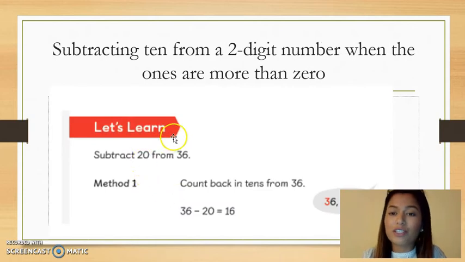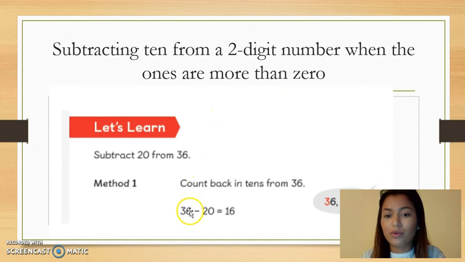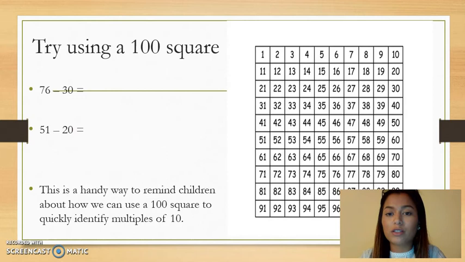When subtracting a multiple of 10 from a two-digit number where the ones are more than 0, we can count backwards. So for example, 36 take away 20, we can count backwards: 36, 26, 16. Alternatively, we could try using a 100 square.